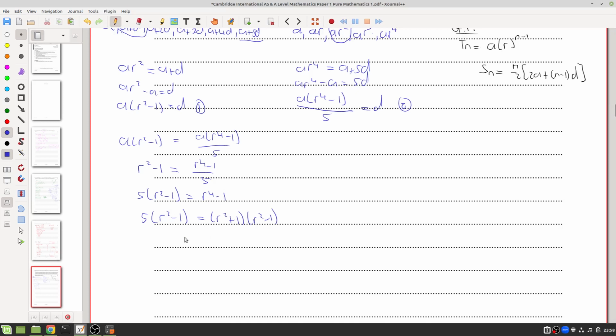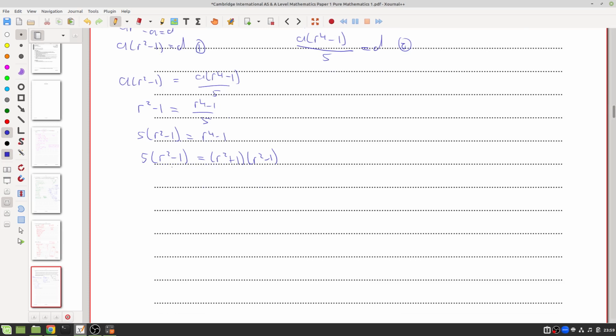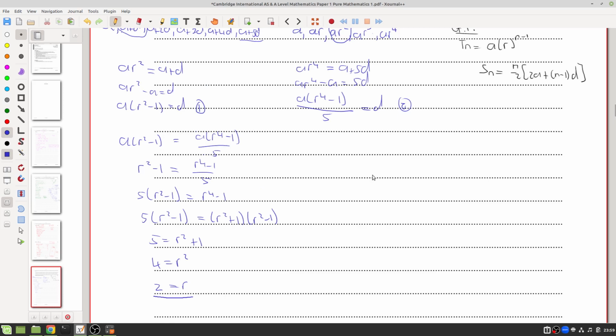And if we divide by r squared minus 1 on both sides, then we get 5 equals r squared plus 1. Again, subtract 1 from both sides, so we get 4 equals r squared. And then take the square root, which is plus or minus 2. But since all the terms must be positive, r cannot be negative. Right? Because if r is negative, every second term will be negative if we multiply by a negative. So r equals 2. Okay, now let's see if we can find d in terms of a or something.